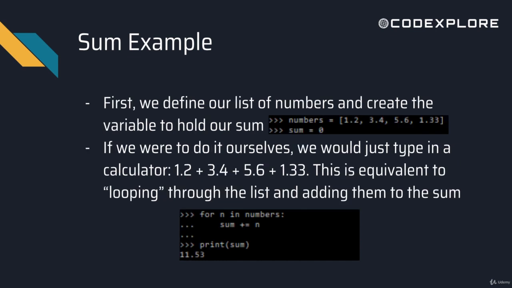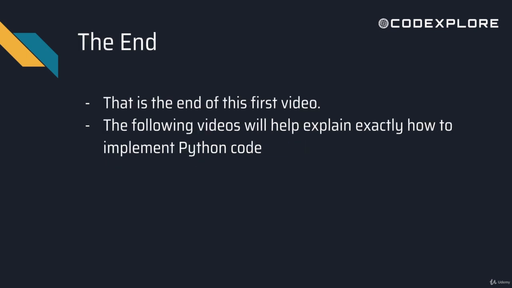All right, so just like we said, we first define our list of numbers, hold the sum, and then we could actually check if we were right. Okay, so 1.2 plus 3.4 plus 5.6 plus 1.33, and that gets 11.53. All right, so this is the end of this video, and we're going to start going into Python code.